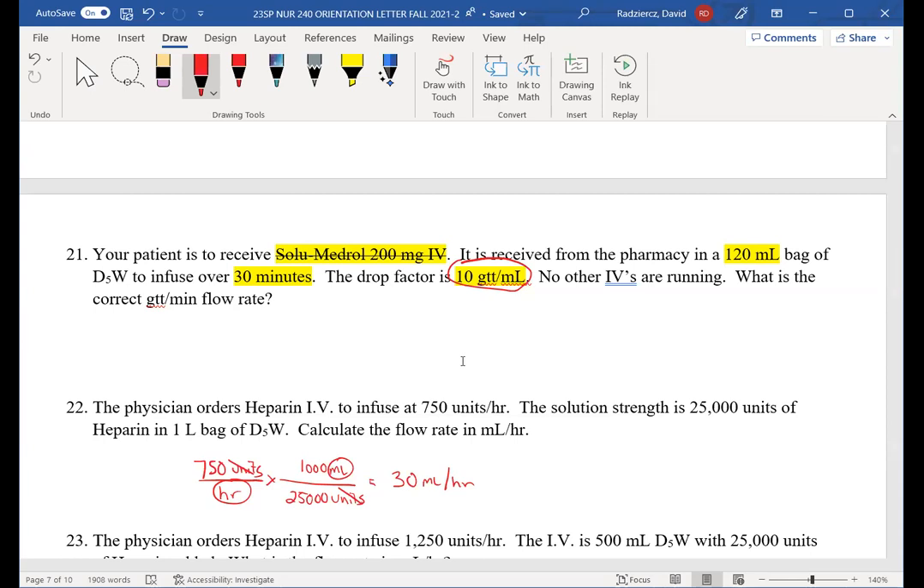There are other questions that could be asked from this, such as if they wanted to use that IV and then calculate how many milliliters were coming in. There are ways to do that, but they'd have to give you that information. So for this one, you would just take the 120 milliliters over the 30 minutes times the 10 drops per milliliter, and that would give you your answer for this question.